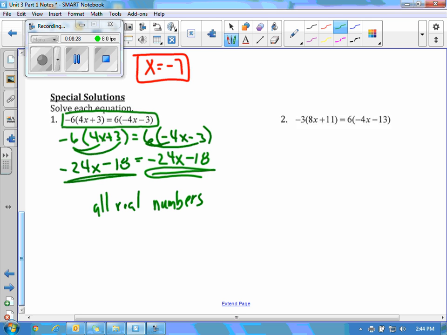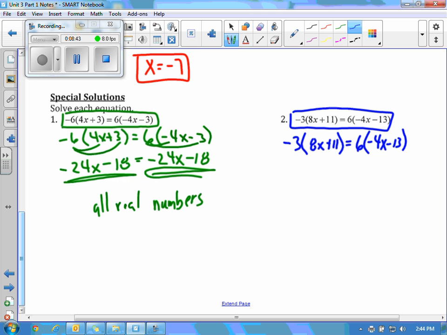If you look at number 2, again, I'm going to start by boxing and rewriting. So I have -3 times (8x + 11) equals 6 times (-4x - 13). So again, I have to distribute on both sides. -3 times 8x is -24x. -3 times 11 is -33. Then on the right side, 6 times -4x is -24x. And 6 times -13 is going to be -78.